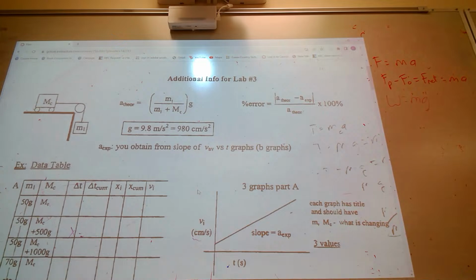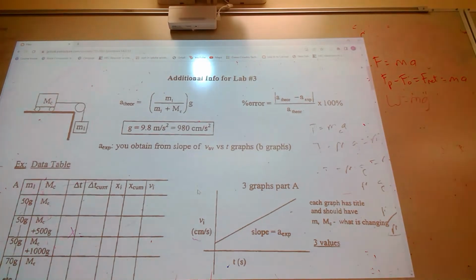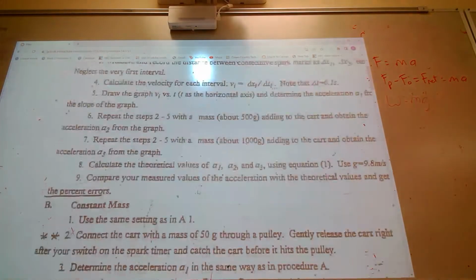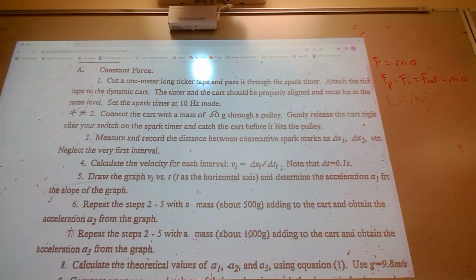This is actually our 4th lab, but it's just called lab number 3 because we had one extra lab. Okay. Do you feel you understand the first part?